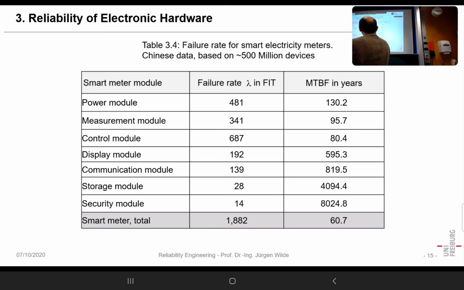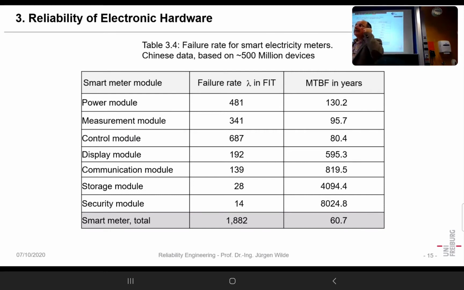It has a failure rate of 1,882. And when you, can you explain shortly the abbreviations at the top of each column? I come to that. So the fit is the failure rate.